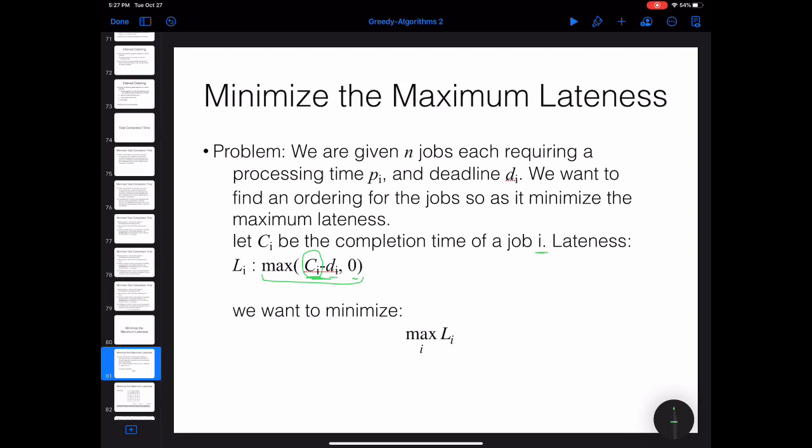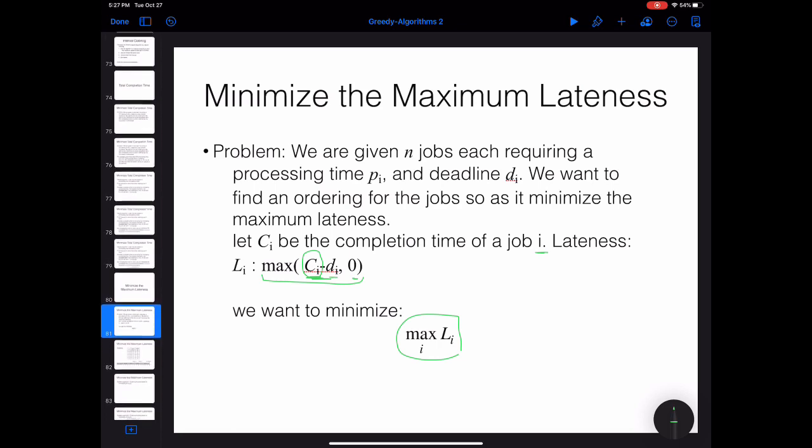and so the lateness is going to be 0. What I'm going to minimize is the lateness of all the jobs. This is not the summation or something. I just want to minimize the maximum lateness.